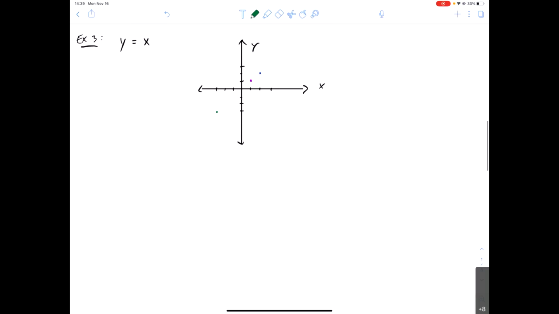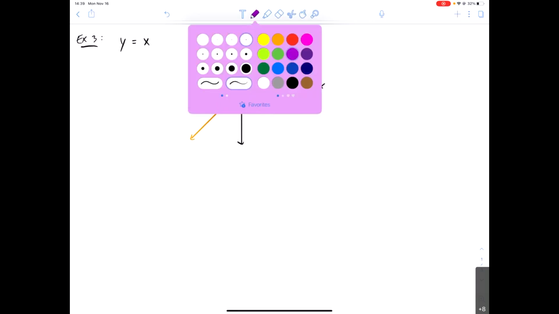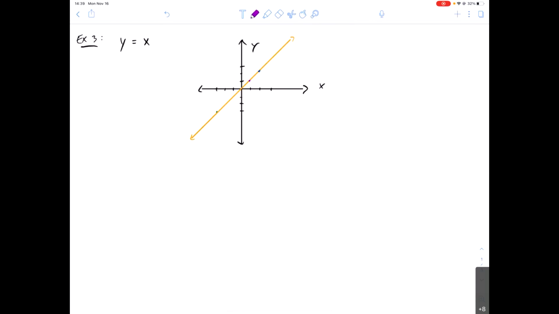So you can see it splits the coordinate plane right in half in the diagonal. I know I'm not drawing it exactly to scale, but let me draw my blue dot a little bit higher so I can cheat. Yeah, there we go. Something like that. And the purple dot is about right there. All right. So there you go. There's your graph, y equals x.